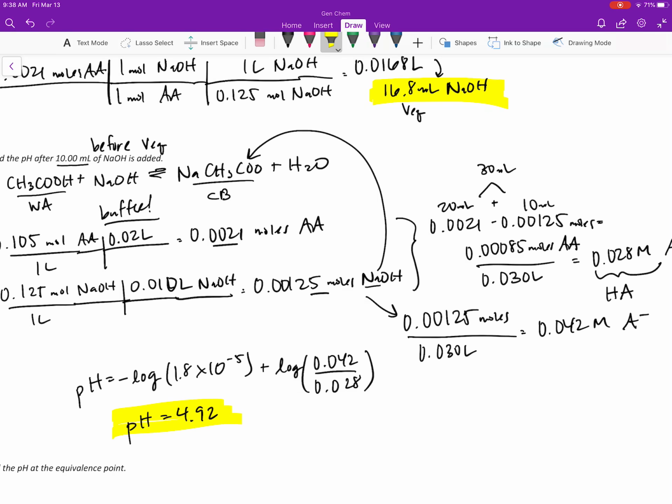Okay, so to solve for it, you have to determine how many moles I had, how many moles I've added, take the difference to reflect what's been consumed of the acetic acid, and divide it by its new volume to solve for the fact that it's been diluted to a new molarity. Then take the number of moles of base that have been added and convert that to molarity using the new volume to solve for my conjugate base, my A minus concentration.